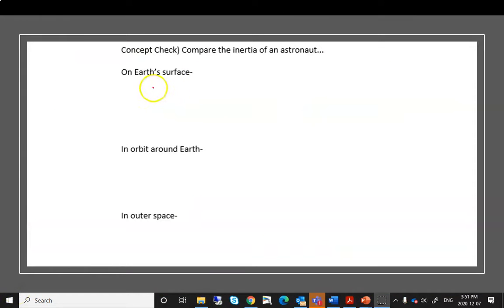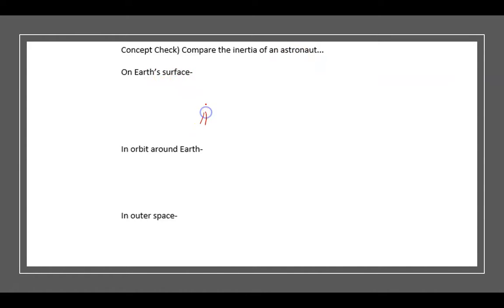So if we were to take a look at the inertia of an astronaut on the surface of the Earth, we've got the astronaut standing on the Earth. There's lots of gravity, lots of friction, and therefore will come to a rest quickly.